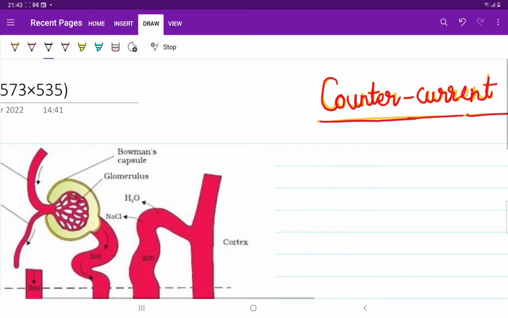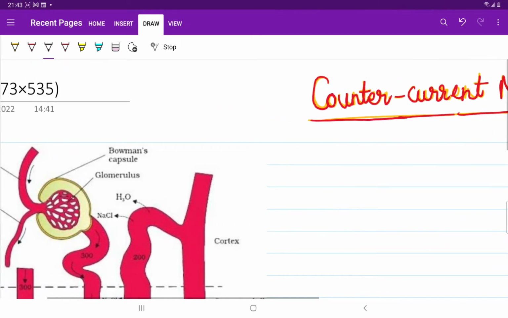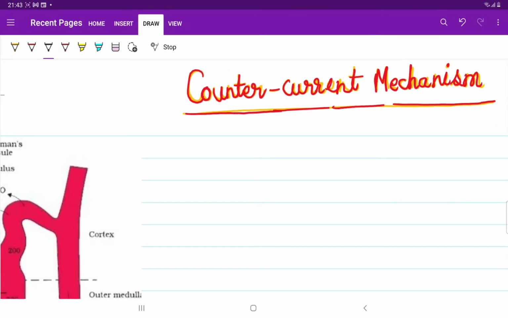In this video, we will discuss the counter current mechanism. You all know what the counter current mechanism is. This is the mechanism we use to explain the mechanism of concentration of urine. What is this mechanism of concentration of urine?